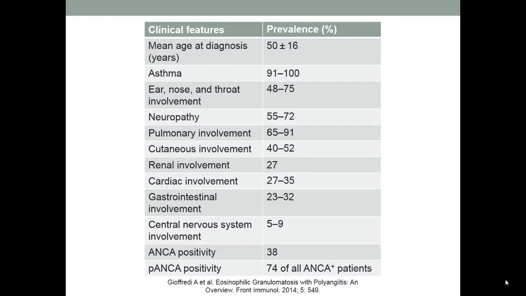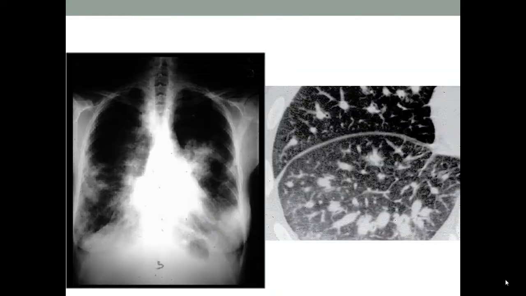Churg-Strauss is grouped in the ANCA-associated vasculitides, but based on the studies I looked at, anywhere from 30 to 40 to 70% of patients are ANCA positive, and of those, we know that P-ANCA is the more common. These don't show up too well, but on the left you can see a chest X-ray with pulmonary opacities. On the right, a CT scan with some mucus plugging.